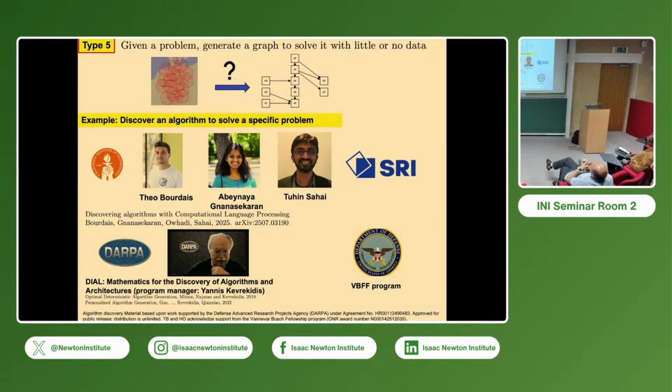So the example of type 5 problem that we are going to consider here is that of discovering an algorithm to solve a specific problem. And what I'm going to present is a joint work with Theo Bourdet from CALTECH, Abenaya Gadana Sekaran, and Twin Sai from SRI. And this stemmed out of a DARPA project led by Yannis Kavrakidis, whose focus was on the mathematics for discovering algorithms and architectures.